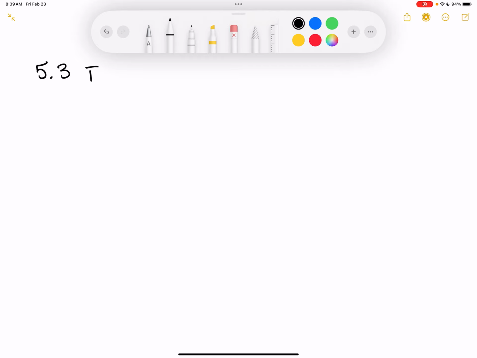8.3 trig function values and angle measures.